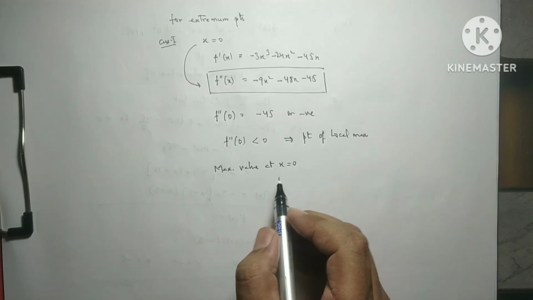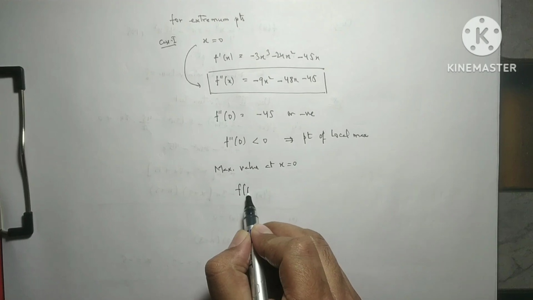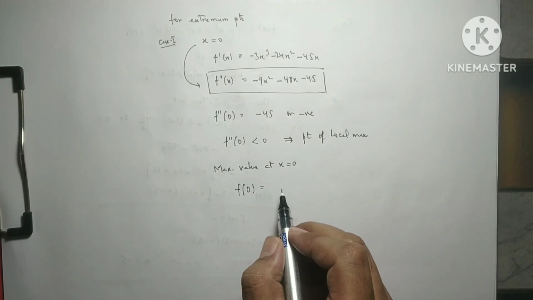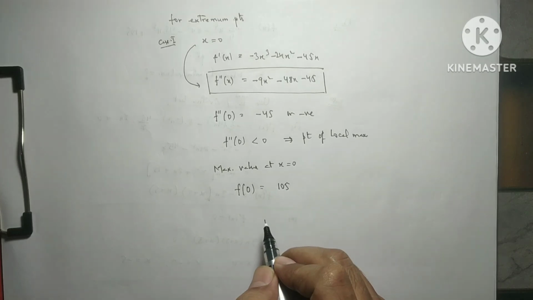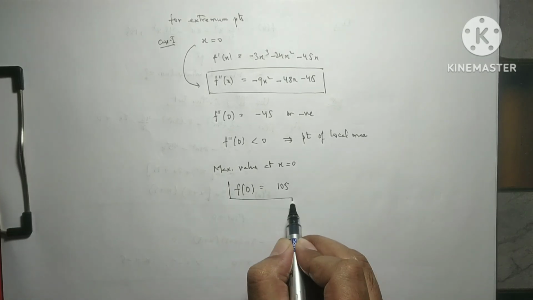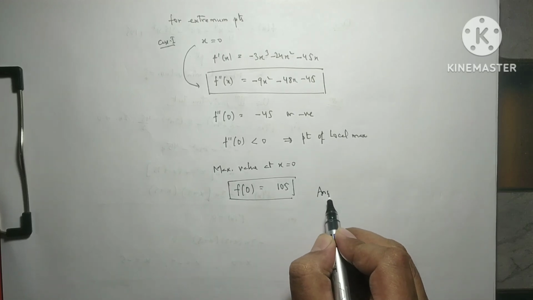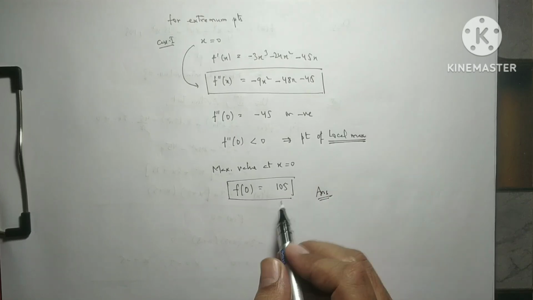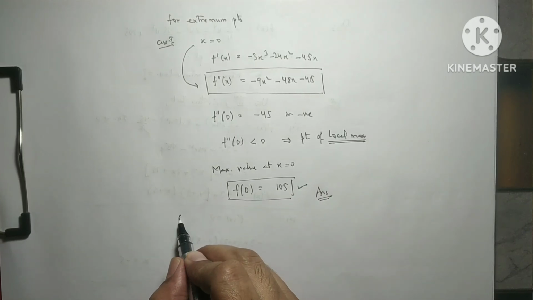we put this value in the function, so it will be f(0). When you put this value in the function, you get 105 as the maximum value. So the first answer on the first point is this. It shows local maxima, and this is the maximum value. Now case 2, we will take the second value.